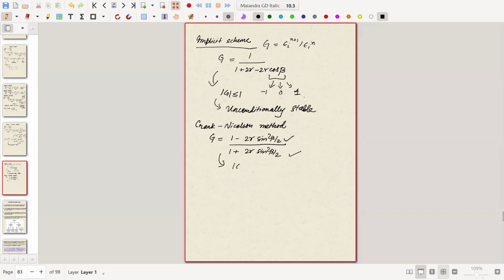Always, here also, mod G is less than or equal to 1. If it was the opposite case, like if you take 1 plus 2r sine square beta by 2 divided by 1 minus 2r sine square beta by 2, then it is greater than 1. You can see. Given that I give you these G values, Crank-Nicolson is also unconditionally stable. Plus, it is a second order accurate scheme.